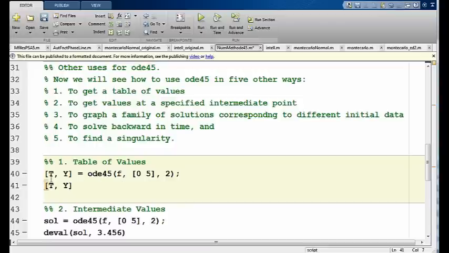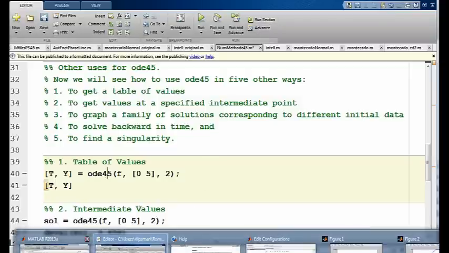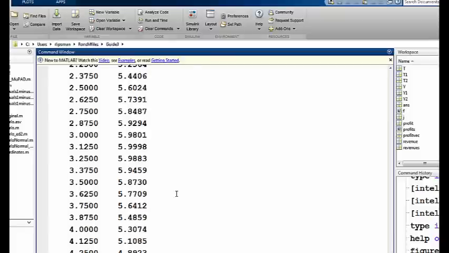Here I'm going to produce a table of values, so the syntax is a little different. Instead of just issuing the command ODE, I set it equal to a vector, and it will produce a table of values. I run the section. In order to see the table, I have to look at the MATLAB window, and there's the table of values from 0 to 5.